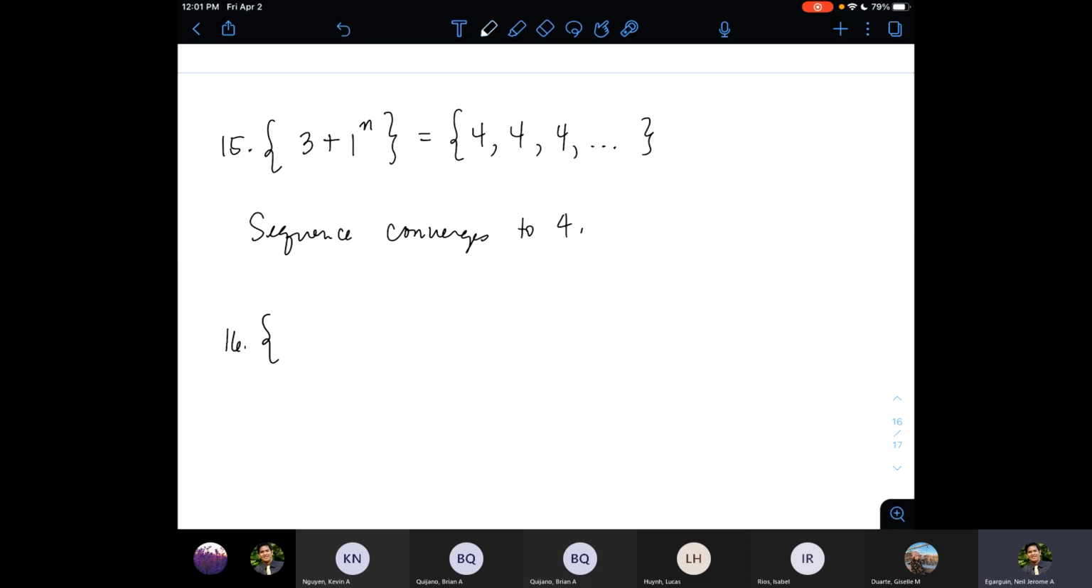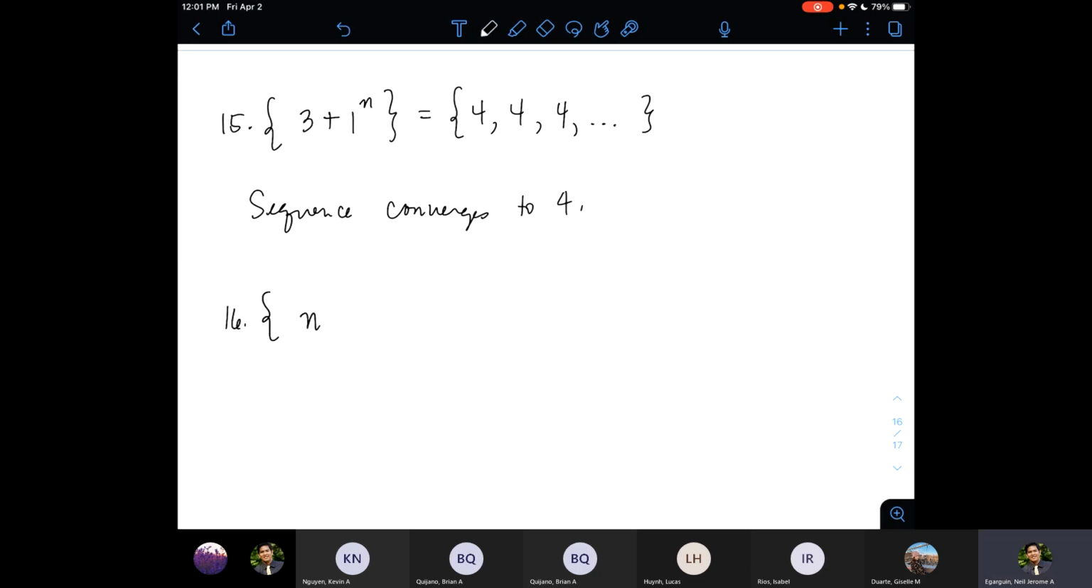So I'll do, say, n raised to 1 over 4n plus 1. I hope this will not change the problem too much. Yeah, I guess this should be fine. Now we need to determine whether this sequence converges or not, right?